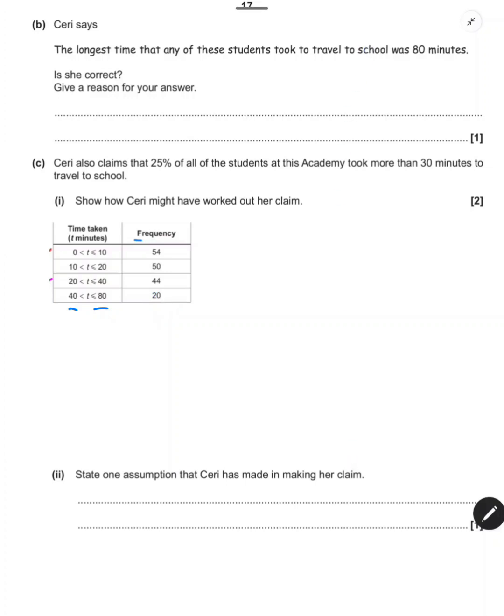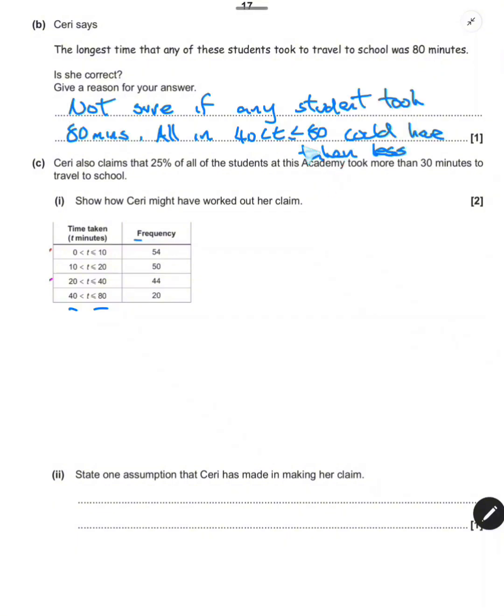There is no way we can say the longest time was 80 minutes. So we just need to write something that agrees with that line. All of the students in this zone could have actually taken less than 80 minutes because they might not have got an 80-minute late student in there.